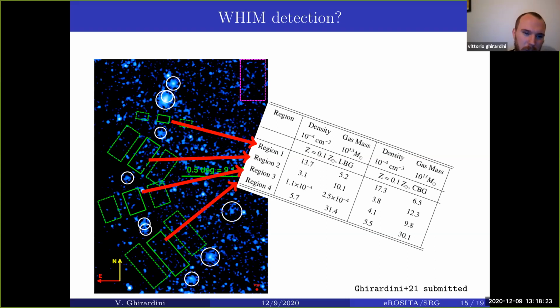You kind of see some enhanced emission here, but still the signal to noise is not very large. And we are only able to set some upper limit on the density, the gas mass that was present in these regions connecting clusters. To estimate the gas mass, we had to assume some cylindrical shape of the WHIM between clusters, but still we only got upper limits on the possible presence of the WHIM here.